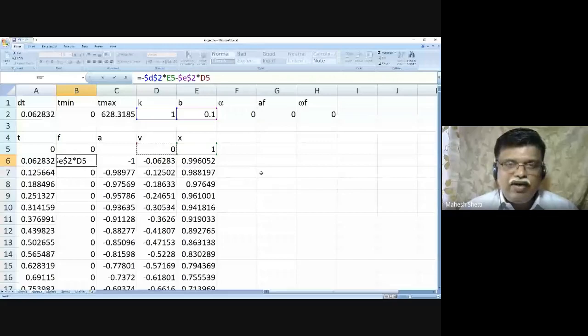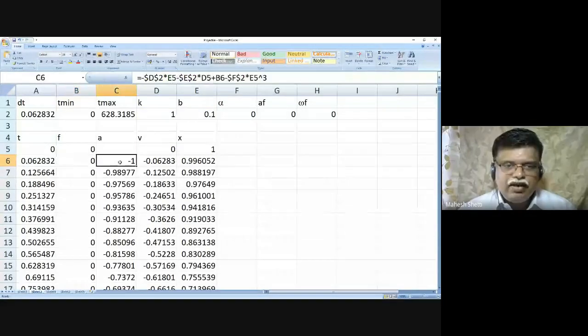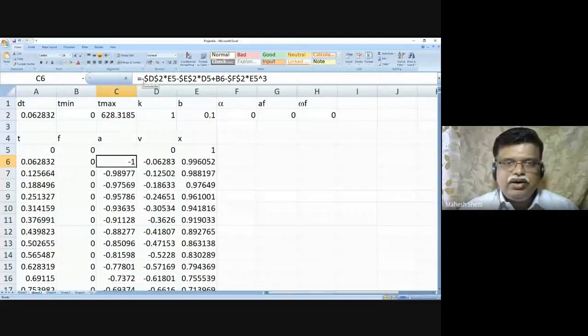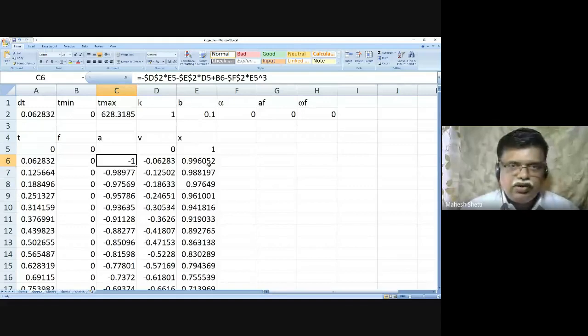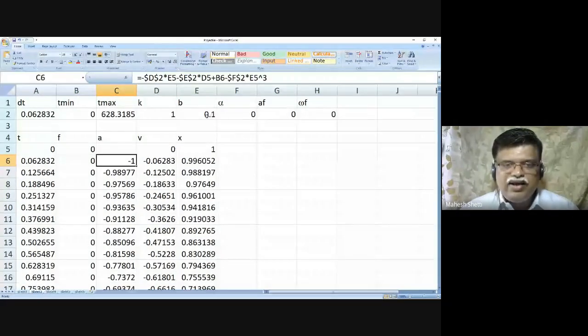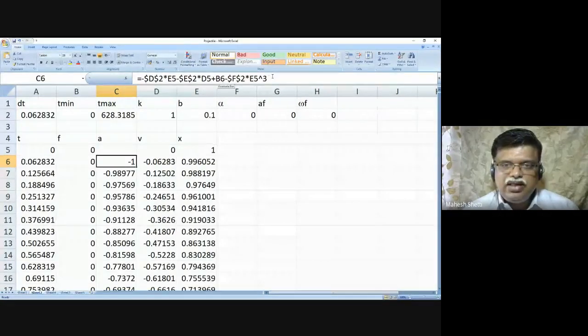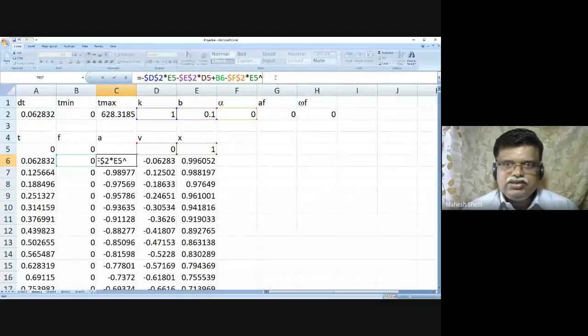And we need to add one force term. Sorry, the acceleration term is here. It is already written: minus $D$2 into E phi, where E phi is nothing but the displacement, minus $E$2, which is b, into D phi, where D phi is nothing but the velocity. And there is an additional term, B6.